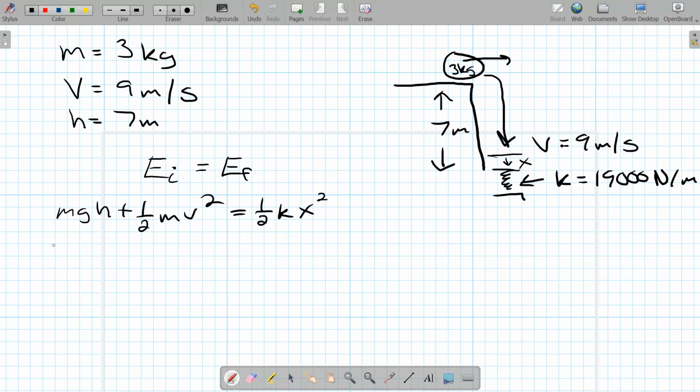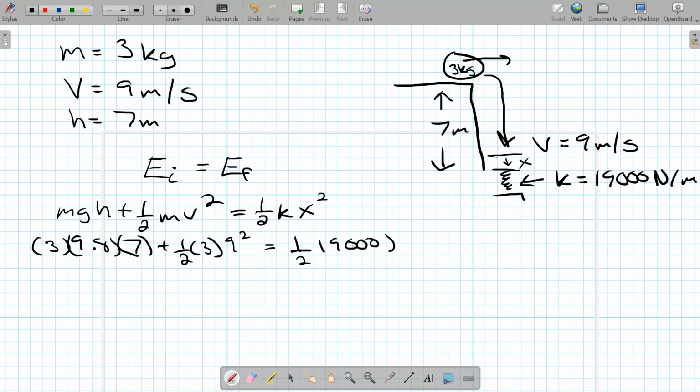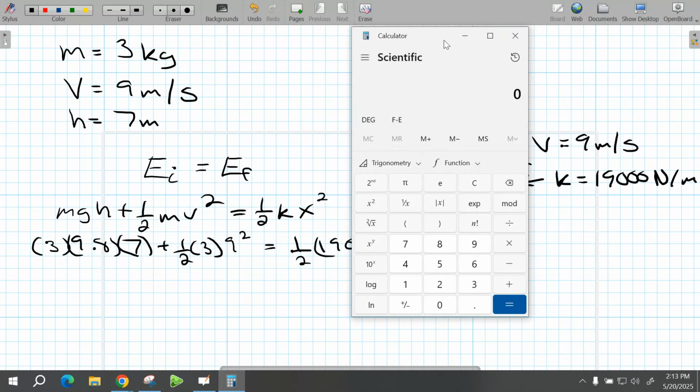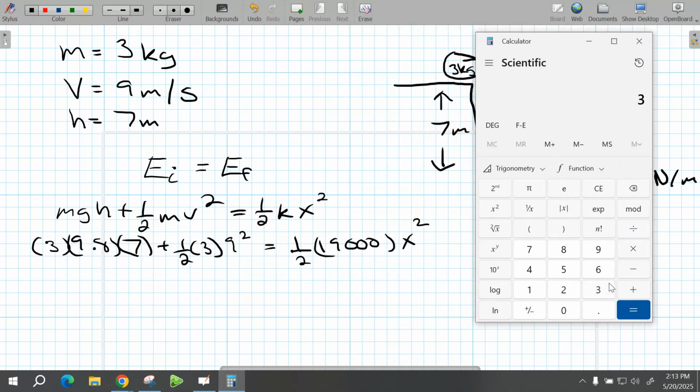Okay. So then this is going to be 3 times 9.8 times 7 plus 1/2 times 3 times 9 squared is equal to 1/2 times 9,500, and we just leave this as x squared. And so then I kind of did this backwards, but that's okay. Usually I'll do the formula, but that's all right. I'm just going to plug these into the calculator and see what we get.